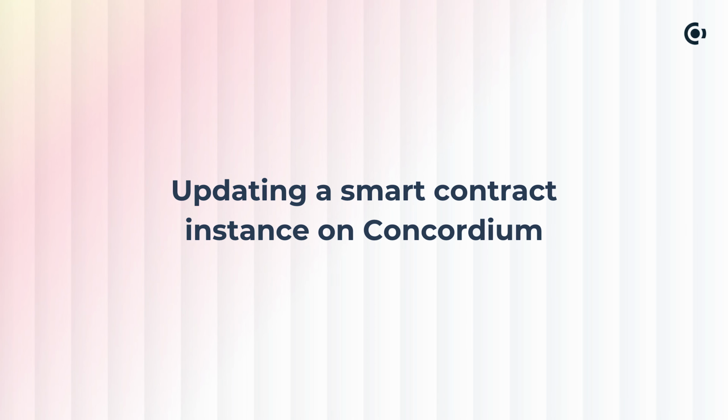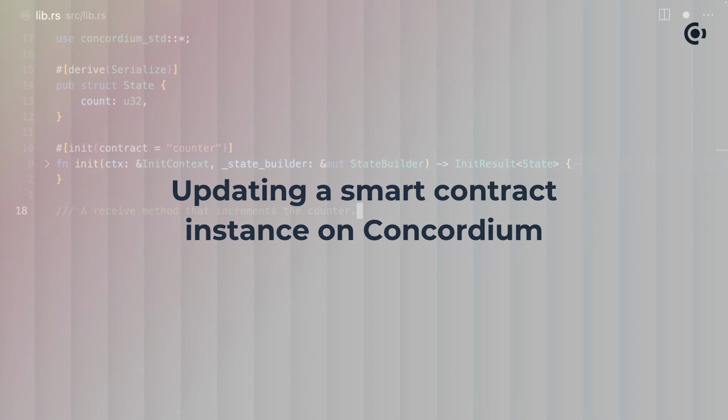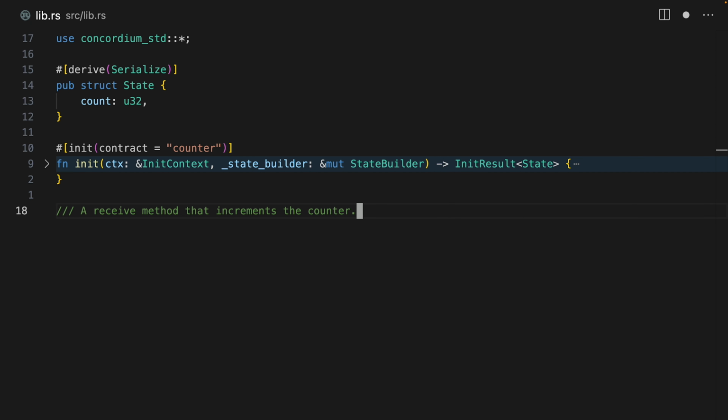Hey everyone, in this video we'll learn how to update a smart contract instance on the Concordium blockchain. Let's get started. A contract instance is updated via its receive methods, also known as entry points. In object-oriented programming, this would correspond to instance methods. There can be 0 to many receive methods per contract.